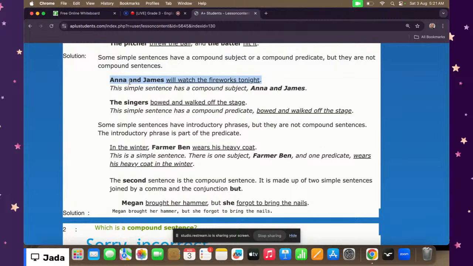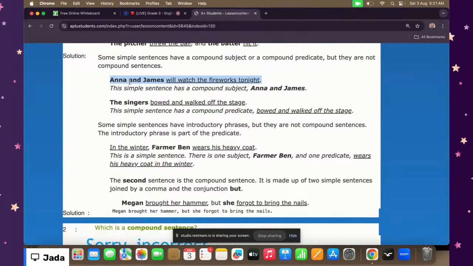And then the other one says, the singers bowed and walked off the stage. Now, the singers is plural because it's more than one singer, but it is still a simple sentence with a compound predicate. The compound predicate is bowed and walked off the stage, because there's an and within the predicate, but it doesn't mean that this is a compound sentence. It is still a simple sentence. It just has a compound predicate.